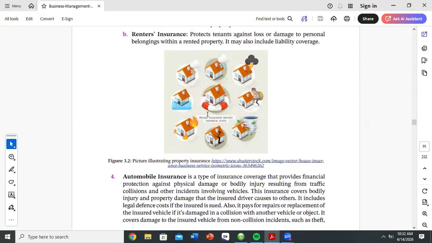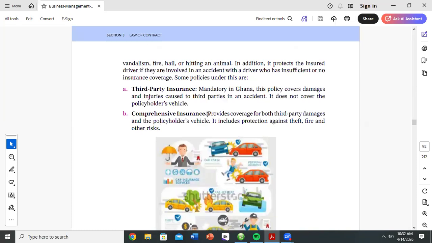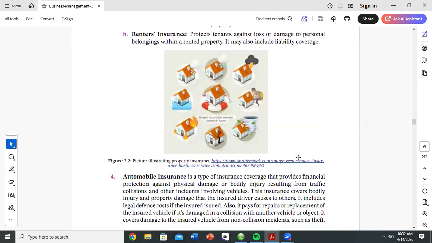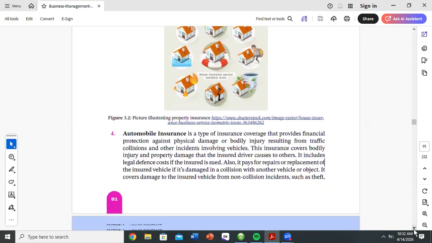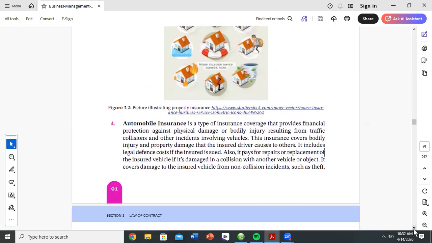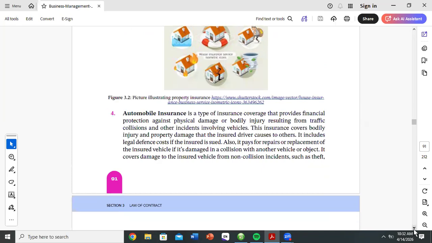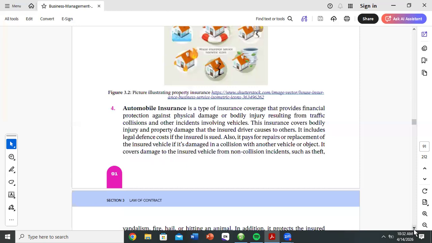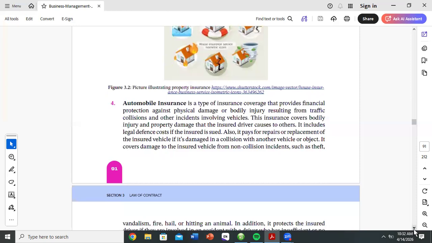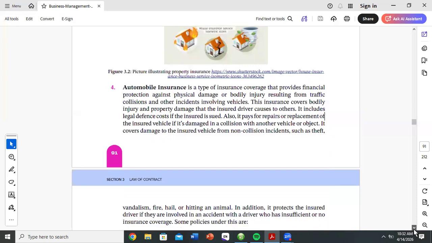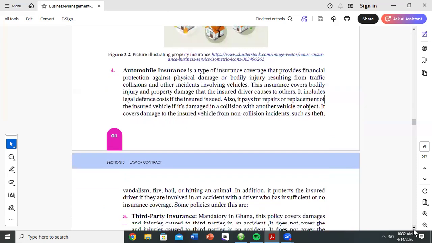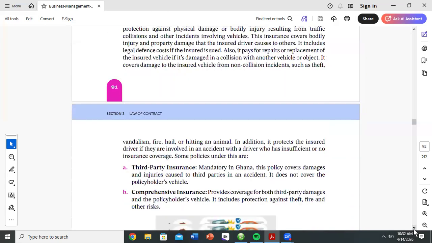Then we come to the automobile, the motor insurance. It's a type of insurance that provides financial protection against physical damage or bodily injury resulting from traffic collisions and other incidents involving vehicles. I think last time I mentioned the two, the third party and the comprehensive.